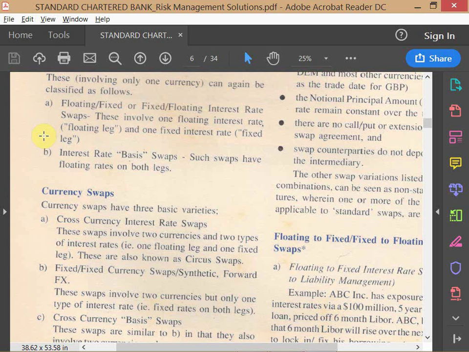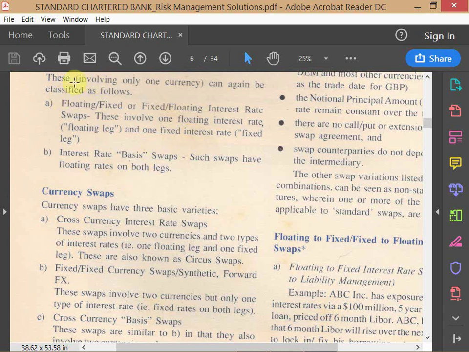Let's start with the first one. IRS, which means one currency. What is it? Floating fixed or fixed floating, depending on what you are receiving or what you're paying. It's the same thing actually. Floating fixed and fixed floating is the same thing. The transaction is the same. I'm just looking at it from this guy's point of view and then this guy's point of view. Now one floating rate and one fixed rate. Is this clear? One currency.